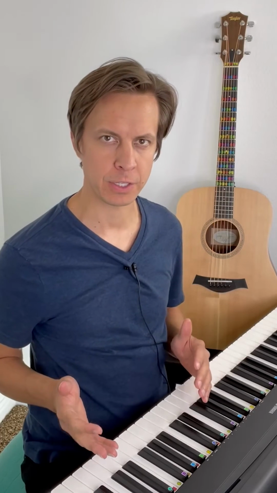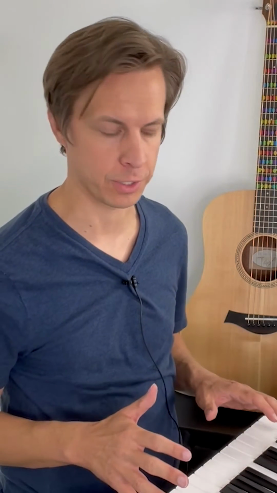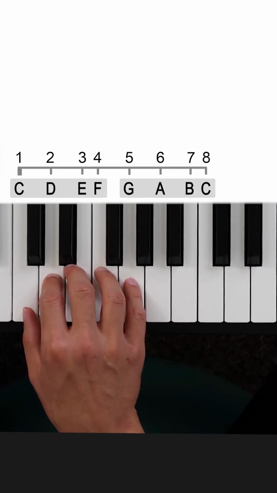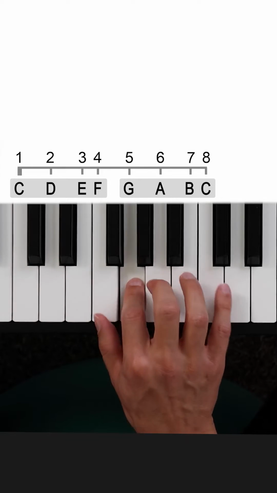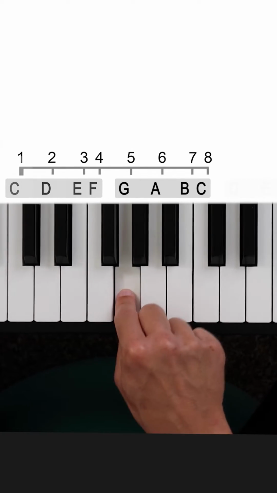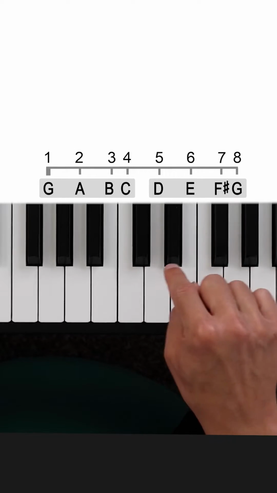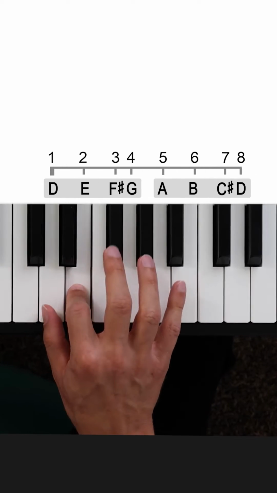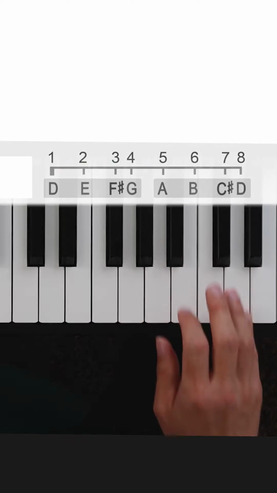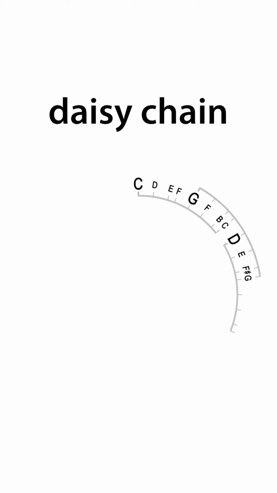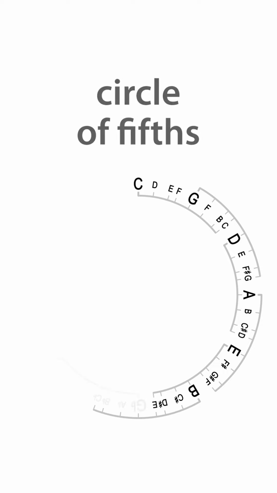The circle of fifths is basically a giant major scale on steroids. Looking at the C major scale, for example, the pattern is C, D, E, F, G, A, B, C. When you start on the fifth note of that pattern, you get the G major scale. And starting on the fifth note of that pattern, you get the D major scale, and so on, where all scales form a daisy chain sequence or an endless ring that we call the circle of fifths.